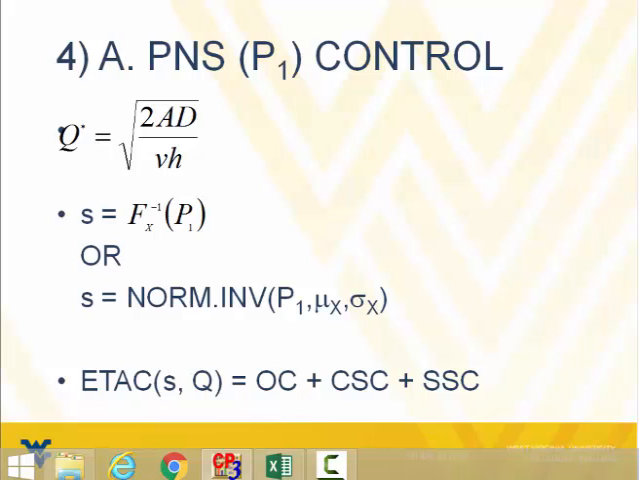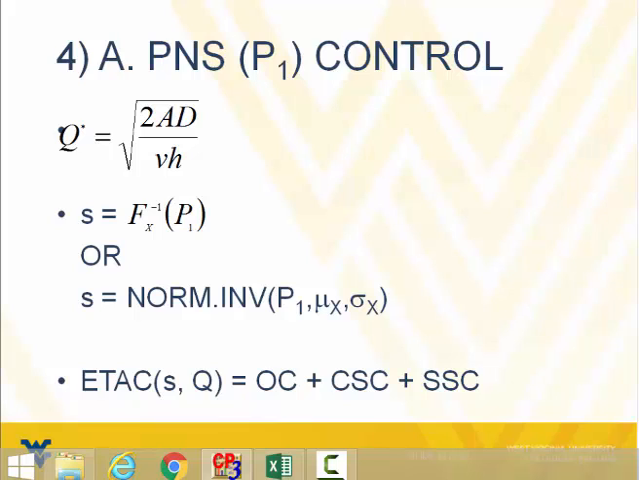Okay? Now, Ty and others who have not taken the 355, you won't know EOQ, but it's a relatively easy concept to pick up. Your reorder point is going to be the inverse CDF of whatever your P1, that is your probability of not stocking out, target is. Right? We just did that.